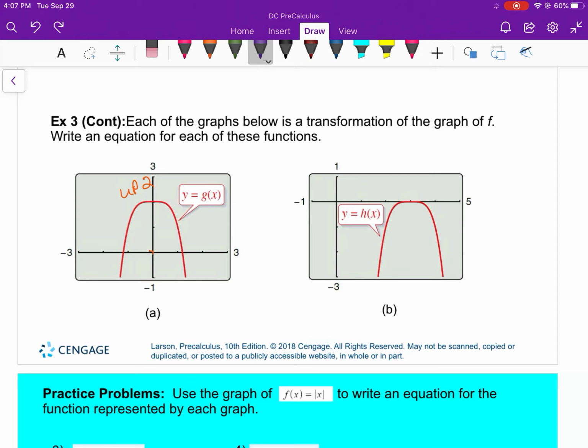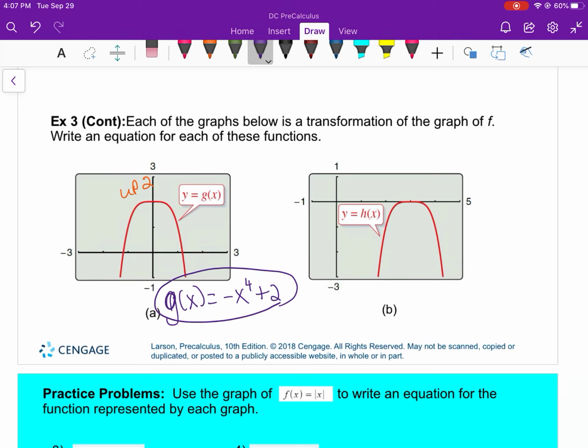So again, I'm starting with x to the 4th. Let's see, this is g, so g of x. And I flipped it over, so negative x to the 4th. And then I moved it up 2.